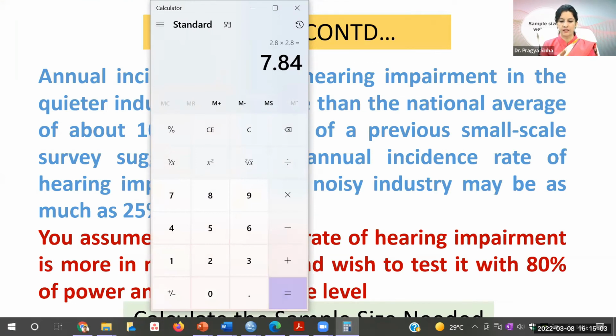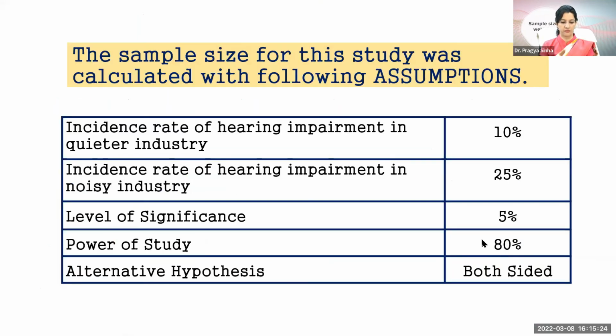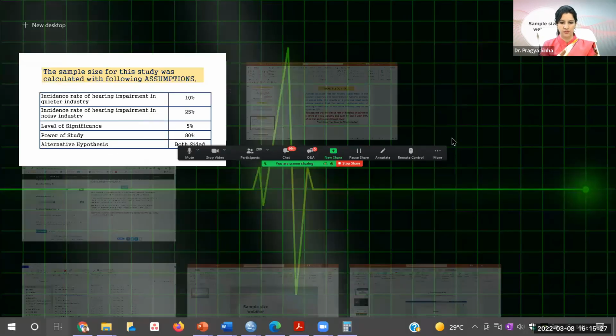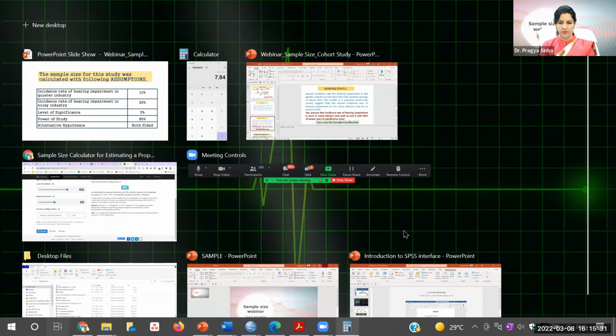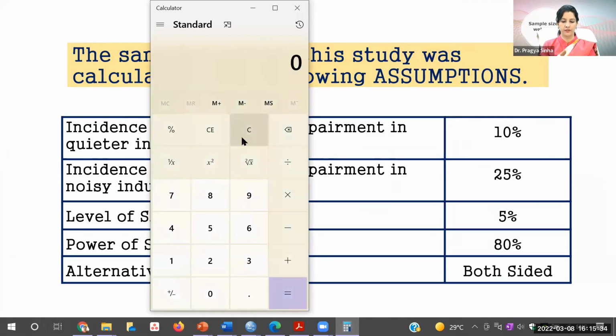And then if you take the incident rate, so it was 10% and 25%. So it will be 35. So in the numerator, if you see, it was 25 and 35. So 35 will be in the numerator. So 7.84 multiplied by 35. 7.84 multiplied by rate, if we take 0.35. And this was 0.96, and this we have to divide.